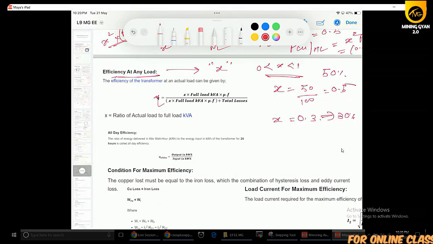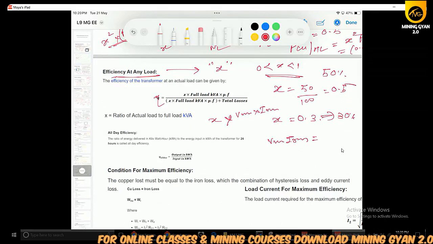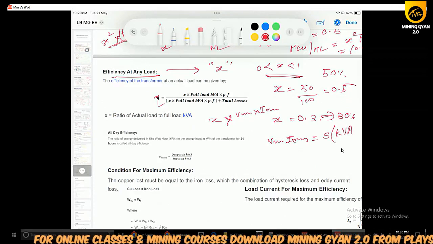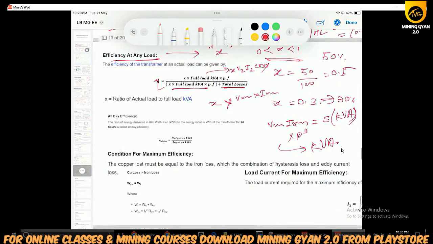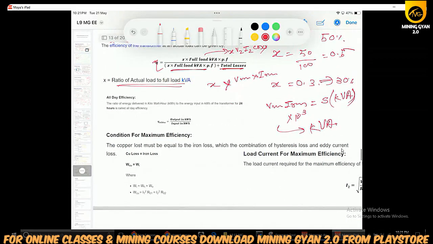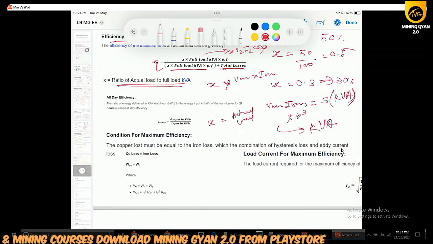Then how to calculate the efficiency? Efficiency will be calculated as x into full load kVA. Full load kVA or VRMS into IRMS. VRMS, IRMS is called kVA, and that is the apparent power, and its unit is volt ampere. If it is multiplied by 10 to the power 3, then it will be called as kilovolt ampere. Okay, so this is the same thing, means x V2 I2 cos phi divided by x V2 I2 cos phi plus the total losses, and x is the ratio of actual load to the full load, means x is the ratio of actual load obviously divided by full load.